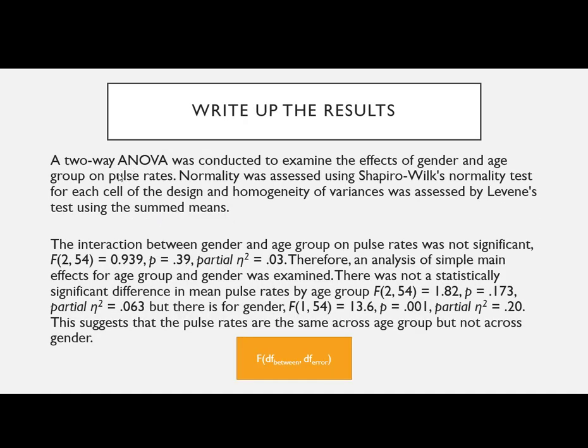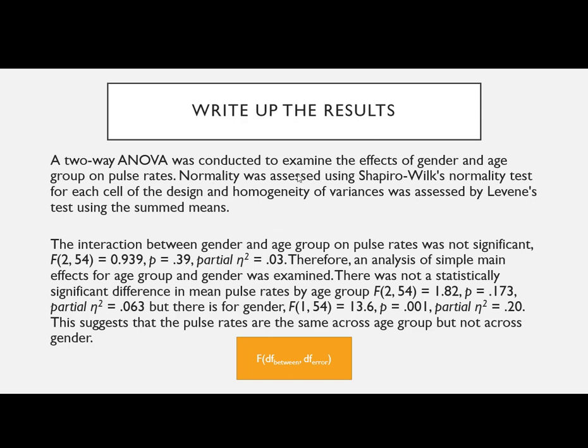First, I kind of talk about the omnibus test. A two-way ANOVA was conducted to examine the effects of gender and age group on pulse rates. Normality was assessed, and I could say established, using Shapiro-Wilk normality tests for each cell of the design. And you don't need to report the actual statistics for Shapiro-Wilk or for Levene's. We just want to know that you checked it and that you know what you're talking about, essentially. So you don't really need to get into the weeds with Shapiro-Wilk and Levene's. You just say that you checked it and that you can vouch for it.